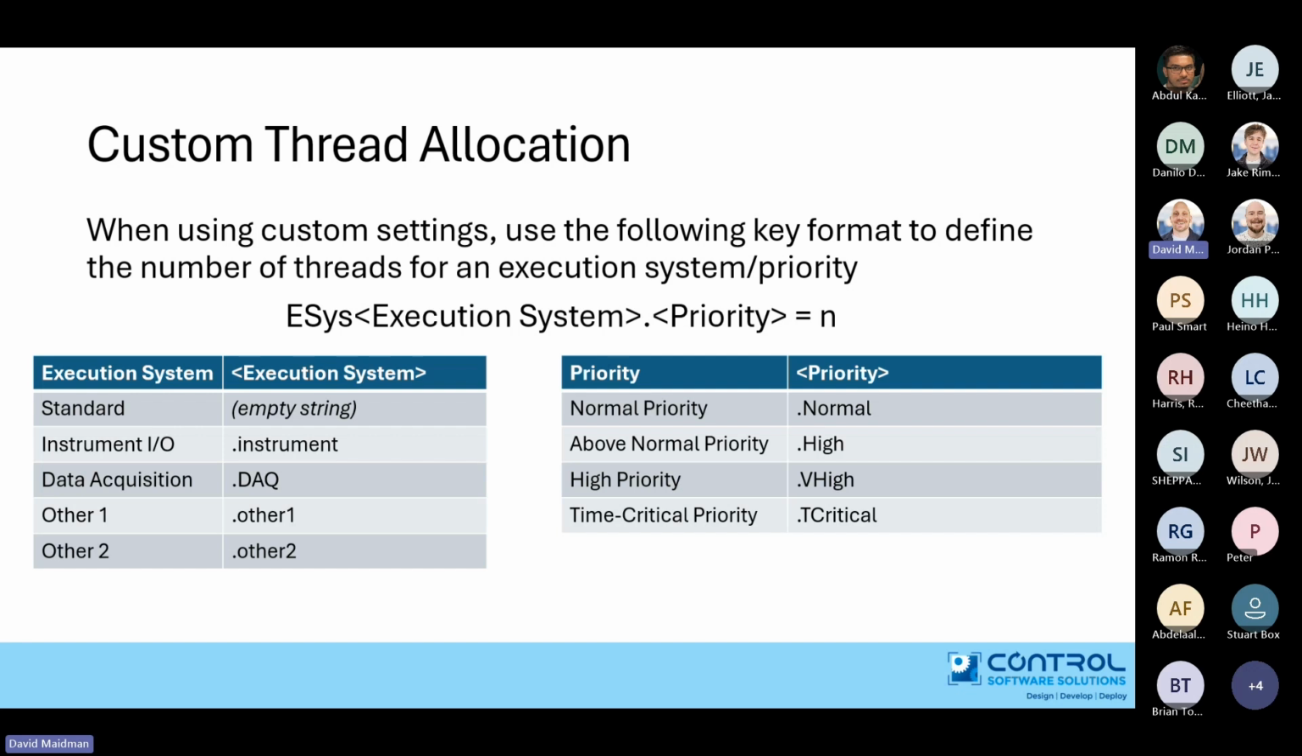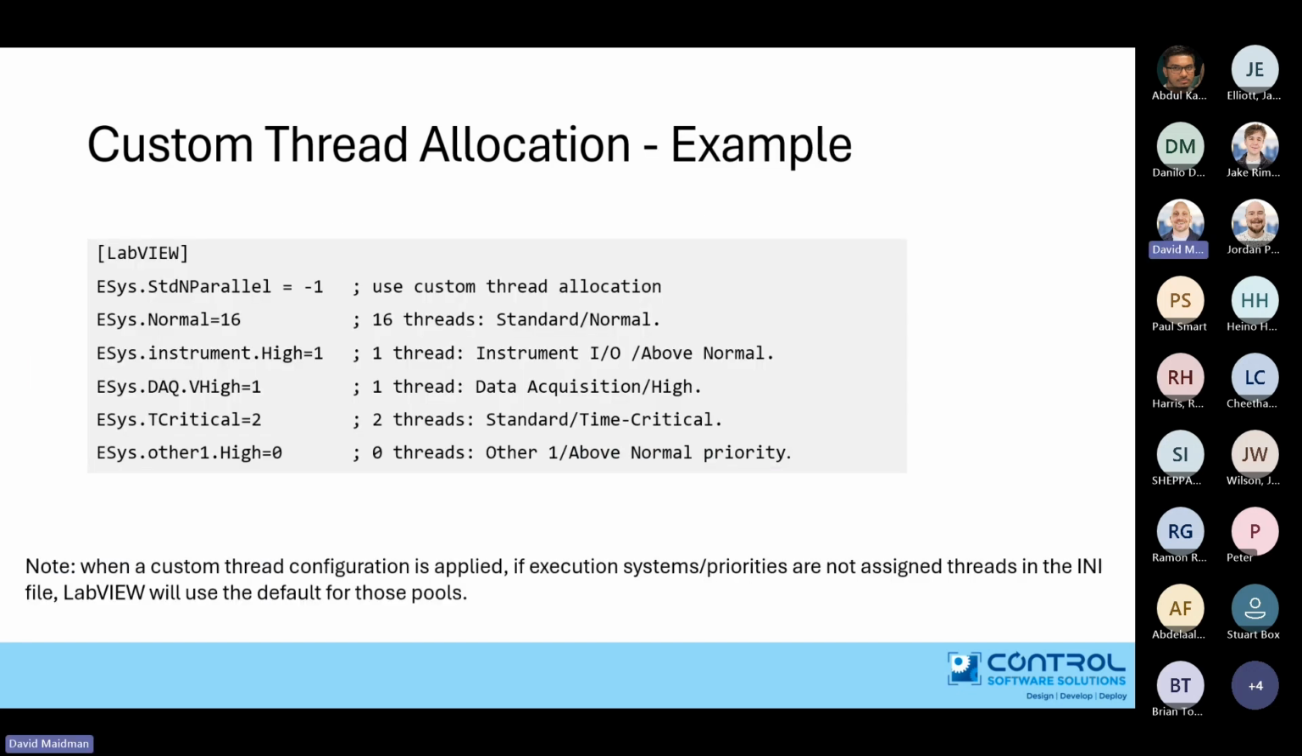So normal is for normal priority. High is for above normal priority. V high is for high priority, and T critical is for time critical priority. So just some examples.